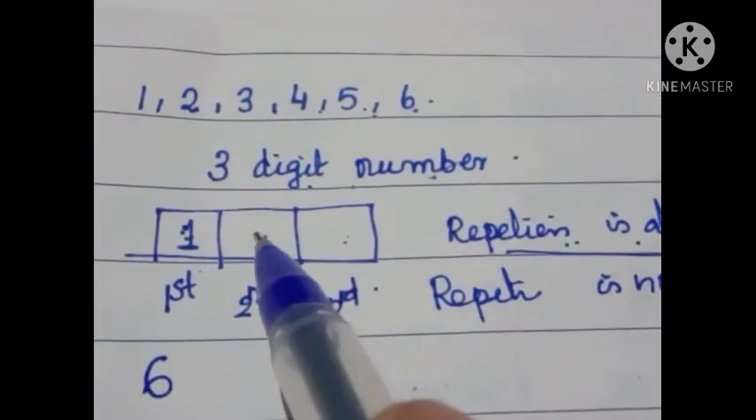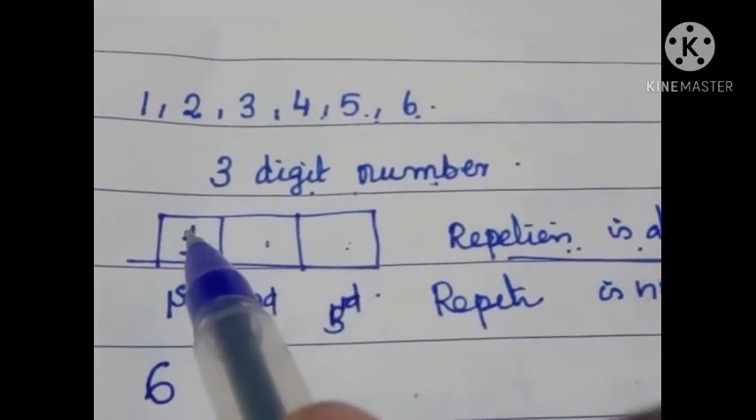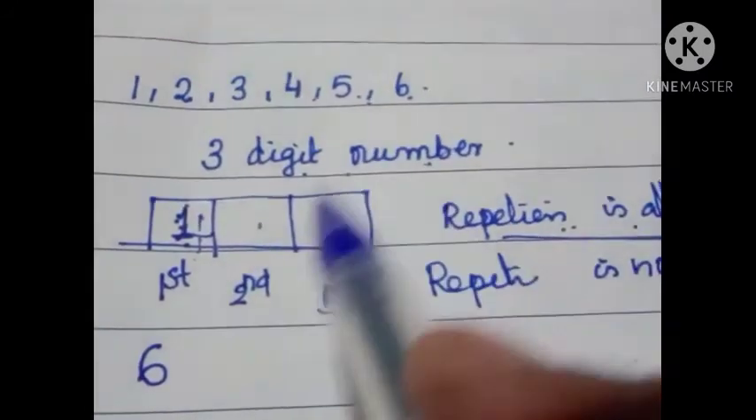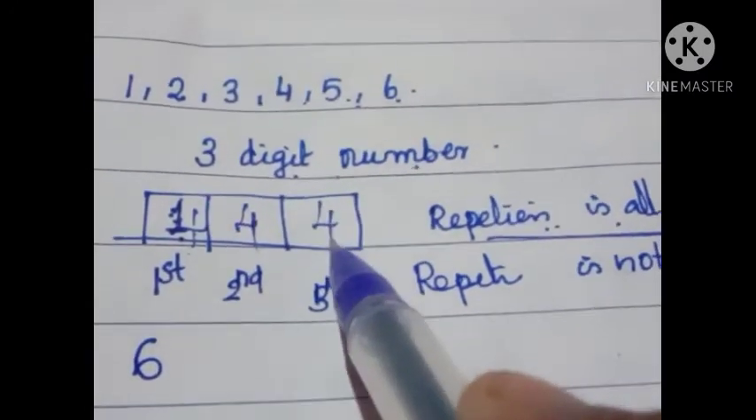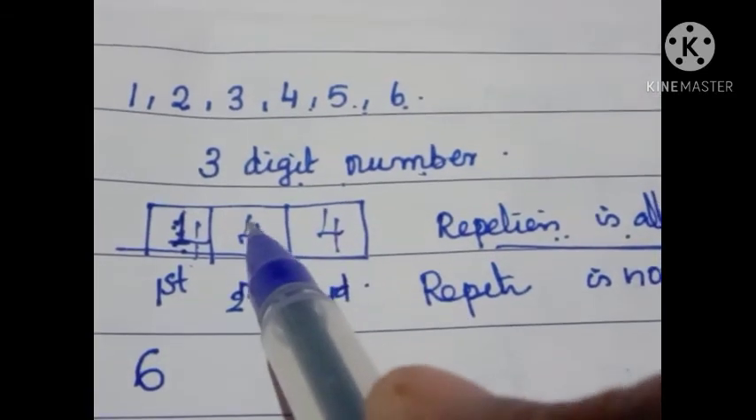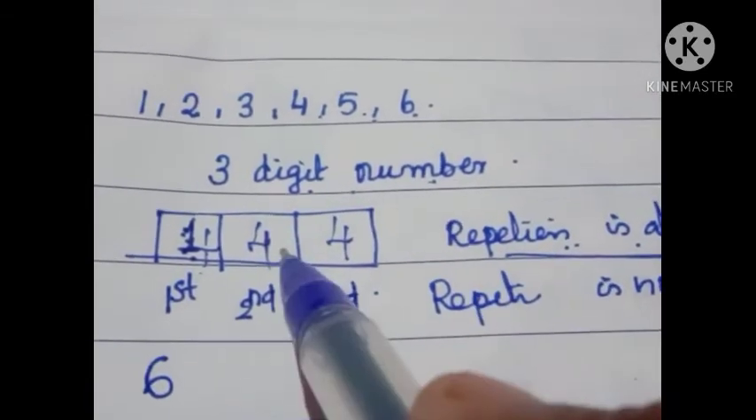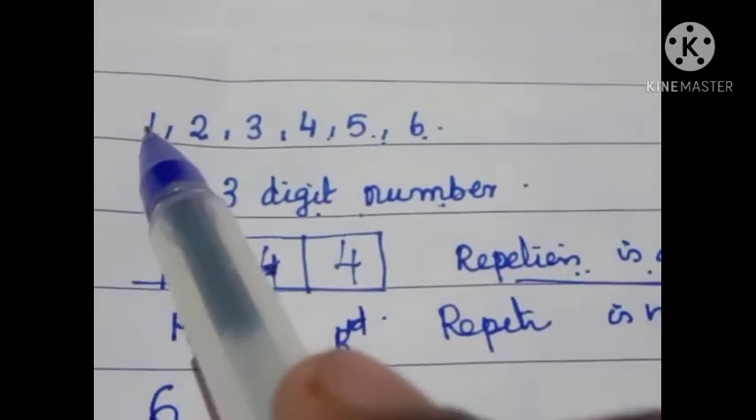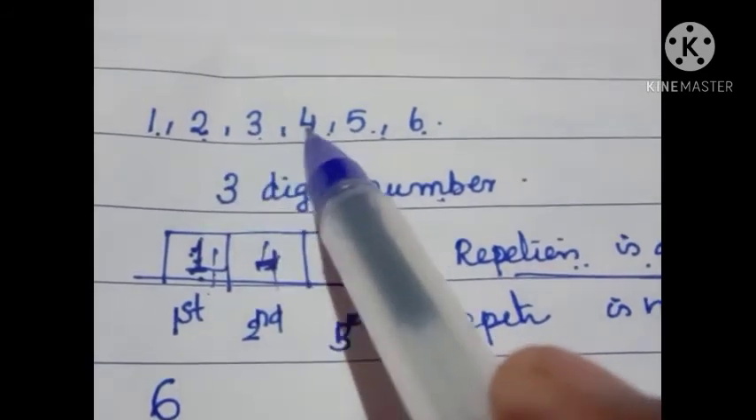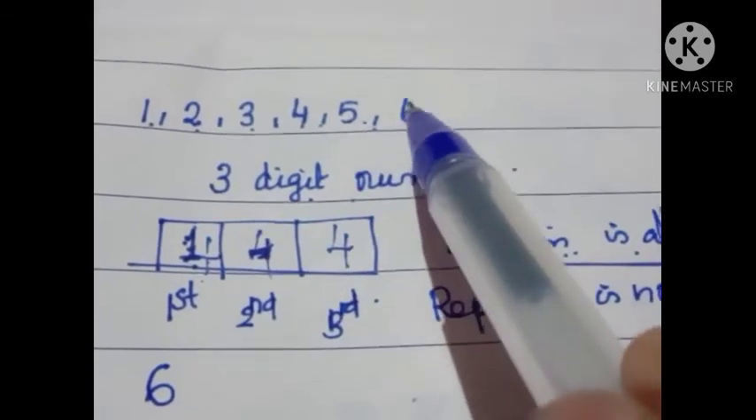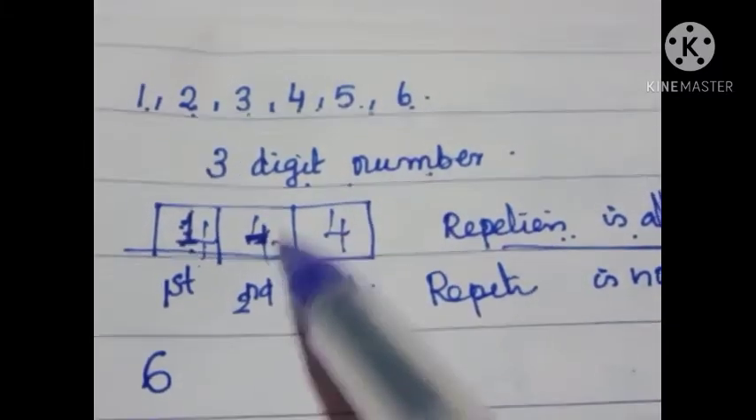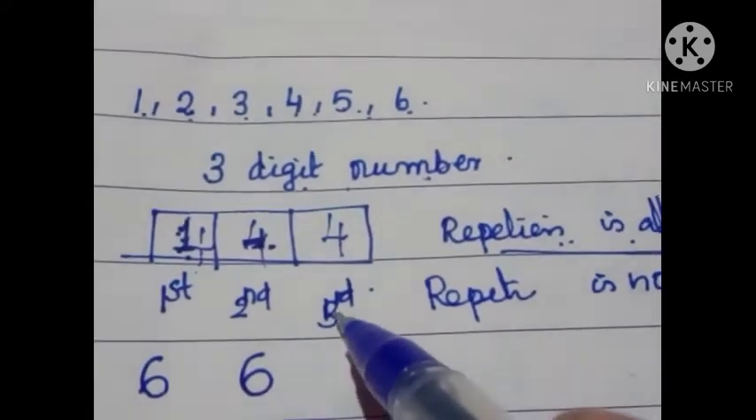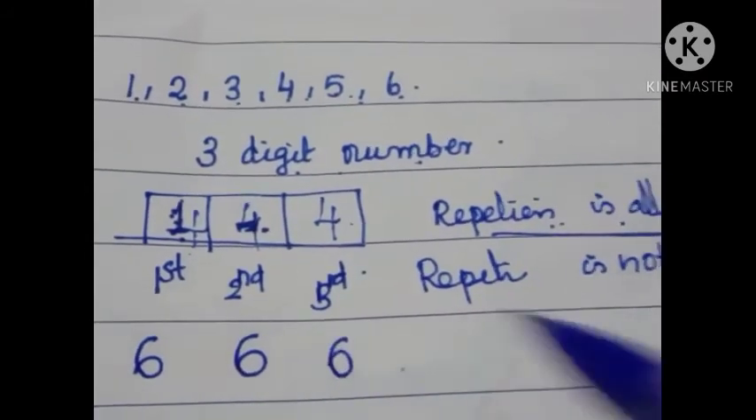Yes. Now, second place. Listen, if we write 4 here, this 4 can be written here also, and in the third place also we can write it. There is no condition. So the second place can be filled either by 1 or 2 or 3 or 4 or 5 or 6. Any digit we can use here. So the second place can be filled in 6 ways. Similarly, the third place can be filled in 6 ways.